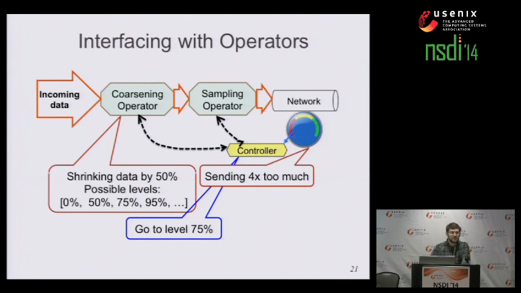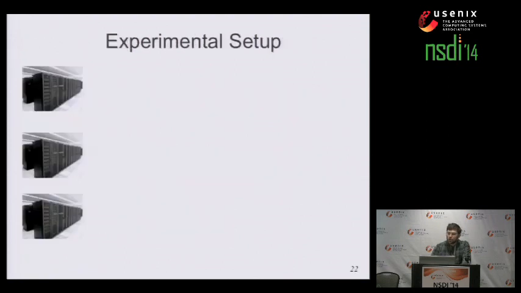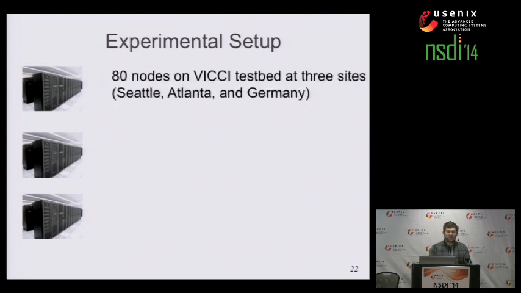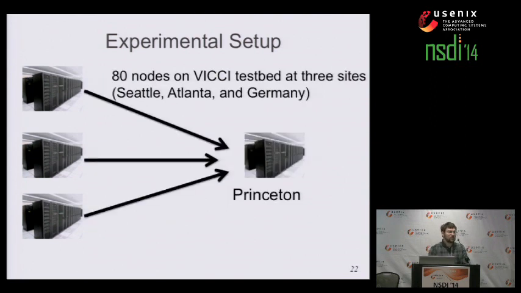Let me now convince you that this really works. We used the VICCI testbed, which gave us a bunch of nodes at different sites in the US and Germany. We had them all configured to backhaul data to Princeton, and the policy was drop data if there is insufficient bandwidth. This is the simplest degradation policy you could have. You could imagine that this is image downsampling or something.